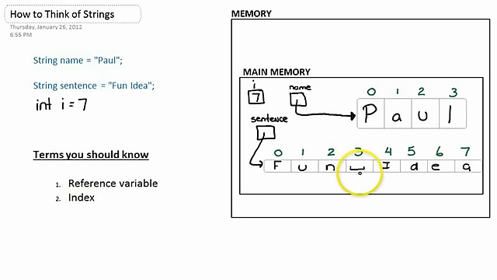A final point to leave on is that notice the indexes for Paul go from 0 to 3. So Paul, the word which has a length of 4, has indexes 0 to 3. Likewise, the string fun idea has a length of 8 and an index of 0 to 7. I hope this helped get you started.